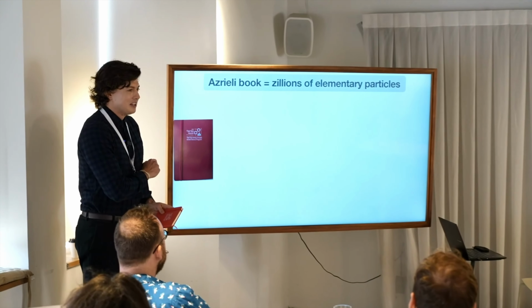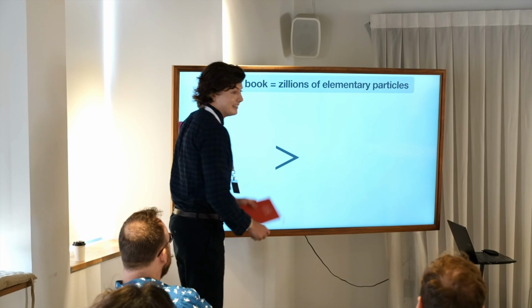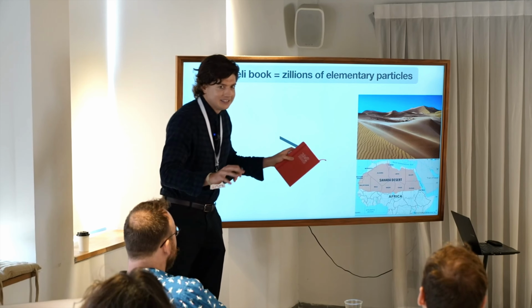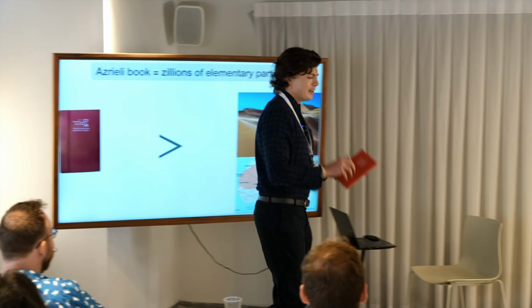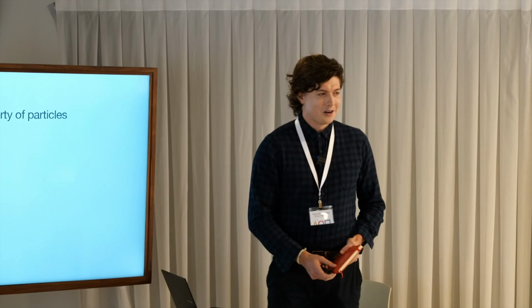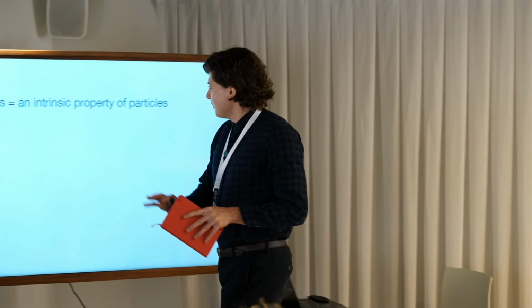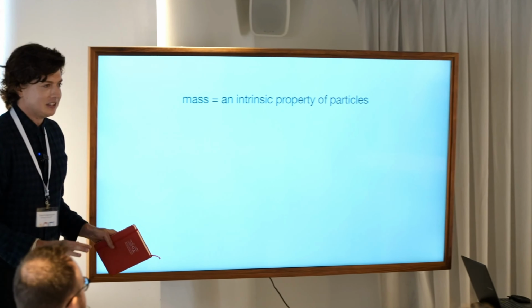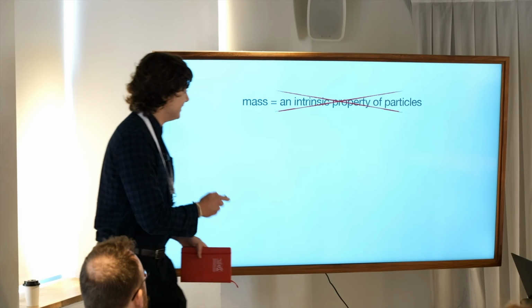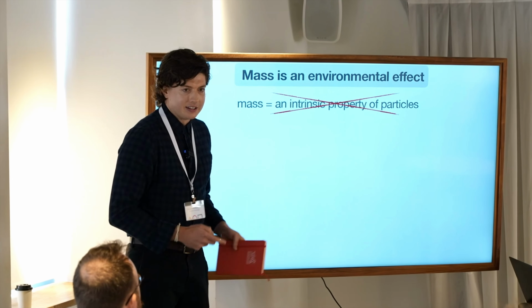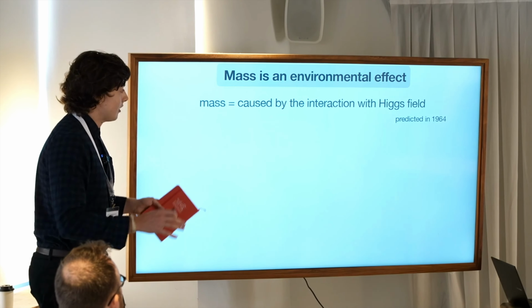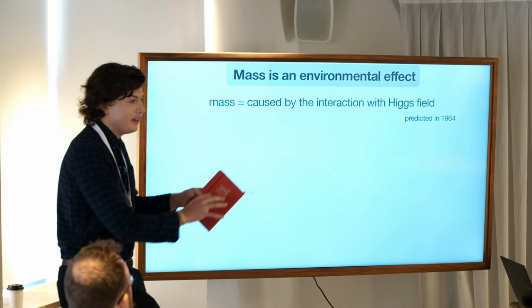This book contains zillions of elementary particles. There are more particles in this book than grains of sand in the whole Sahara Desert. The next question is, where does the mass of a single one of those particles come from? During most of human history, we thought that the mass of a particle was an intrinsic property of particles. But today, we know that this statement is wrong. Instead, mass is an environmental effect. Since 1964, we know that the mass of a particle is caused by the interaction with the Higgs field.